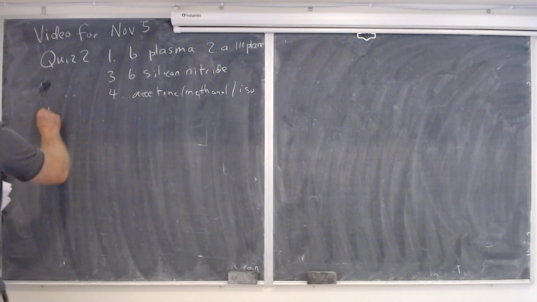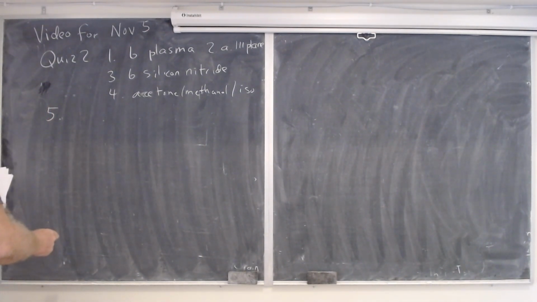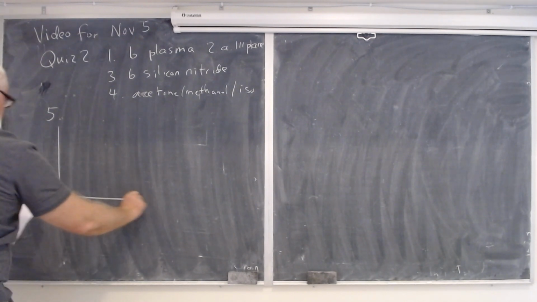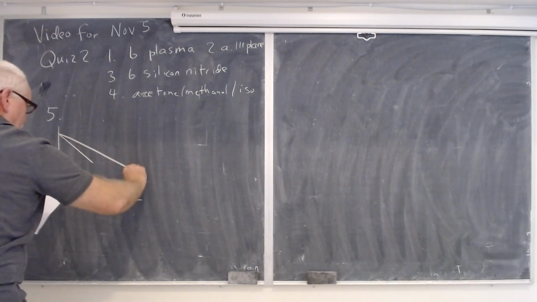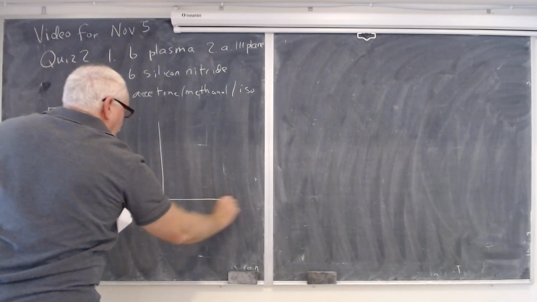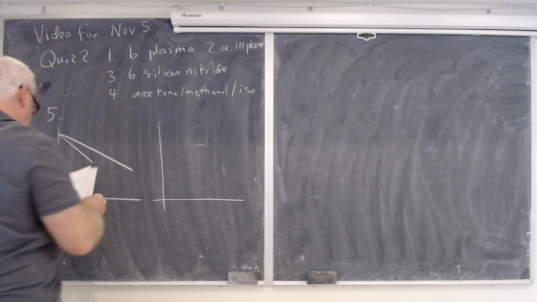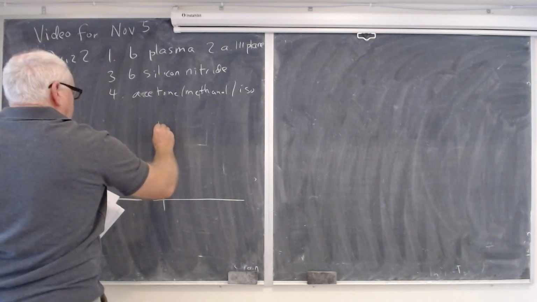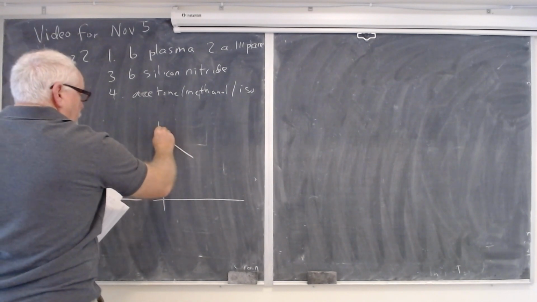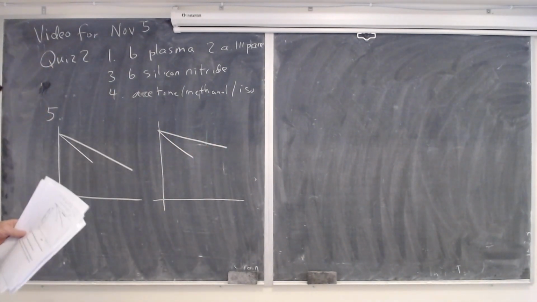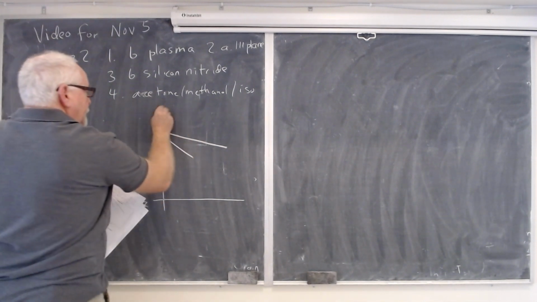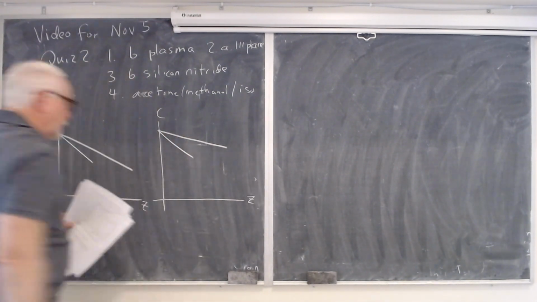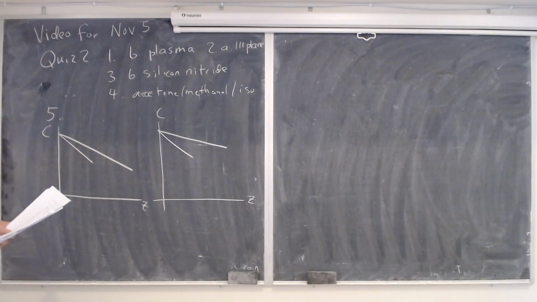Now, number 5, you were presented with 2 oxidation patterns. One looked like this, and one looked like this. And you were supposed to tell me which one was the correct one. This is C versus Z. And you were told that the plots stop at the oxidation depth.